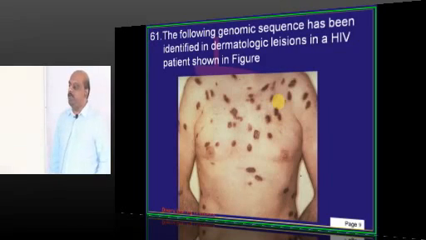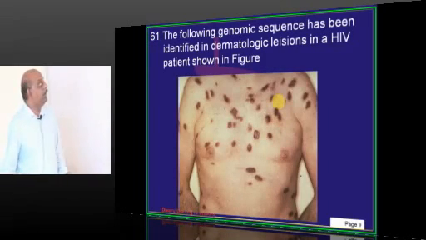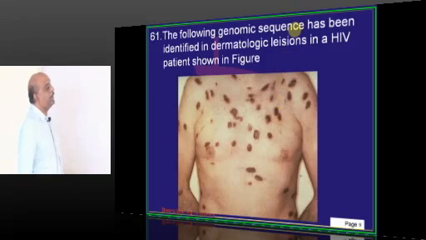Now, in this HIV positive individual, typically what you are seeing are called Kaposi's lesions, Kaposi's sarcoma lesions.